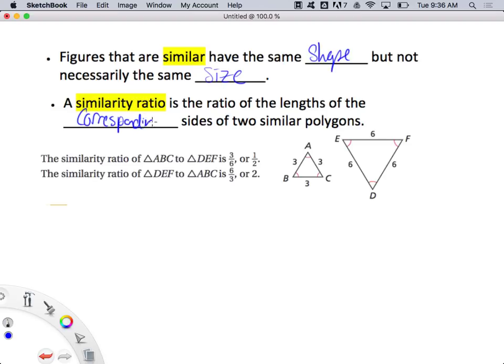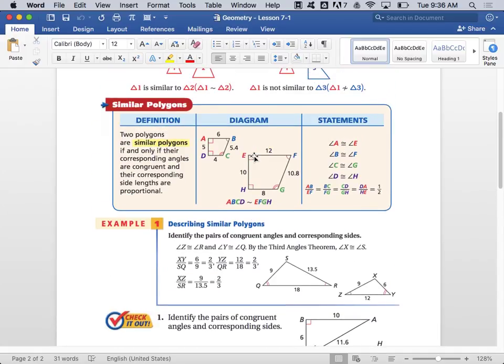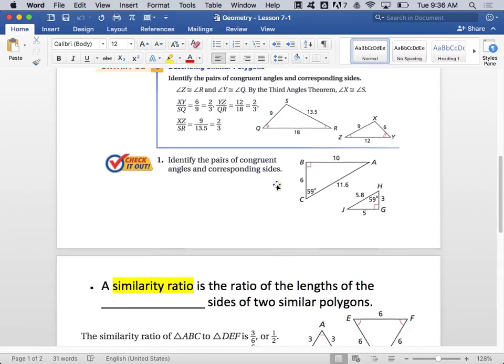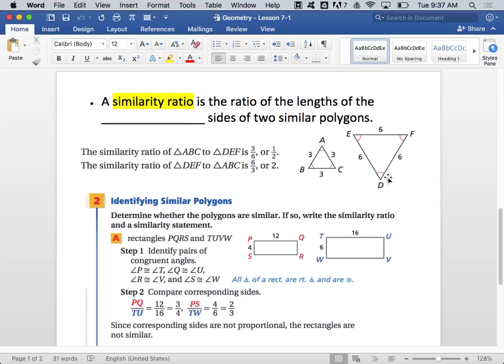of two similar polygons. So an example of corresponding sides is like, if I look at this one, 6 corresponds to 12. 5.4 corresponds to 10.8. Do you understand? It's like the same side of the polygon for each of them. Does that make sense? Okay. And sometimes they're rotated, which can make it challenging. But for this one, the similarity ratio of ABC to DEF is 1/2, because this one is half the size of this one. If I go the other direction, from DEF to ABC, it's 2, because this one is double that one.